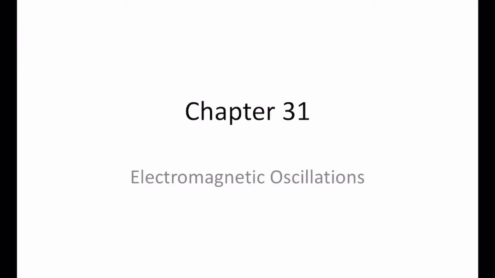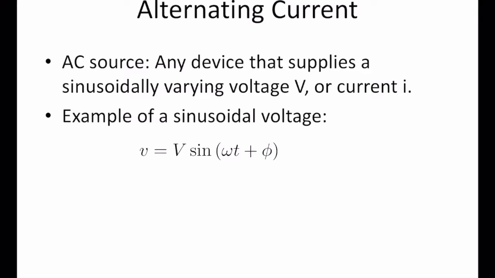All right, so in this chapter, we're going to very briefly go over chapter 31 on electromagnetic oscillations. So the first thing we'll talk about is an alternating current. An alternating source is any device that produces a sinusoidally varying voltage or a current.